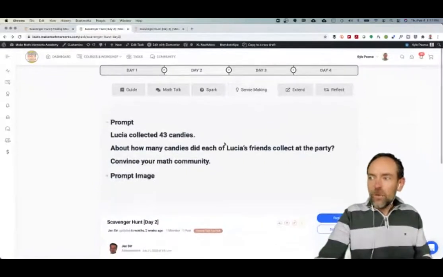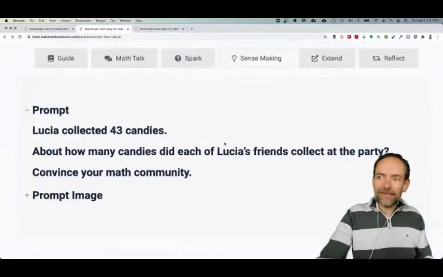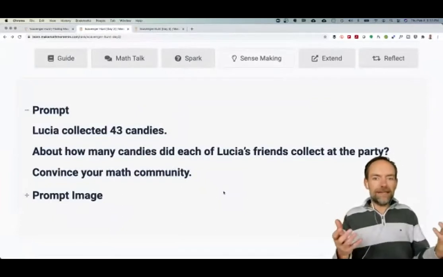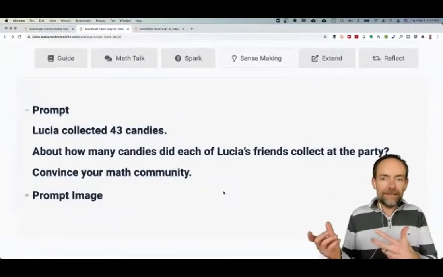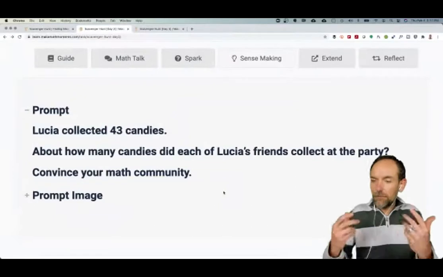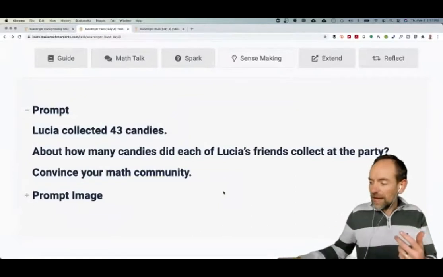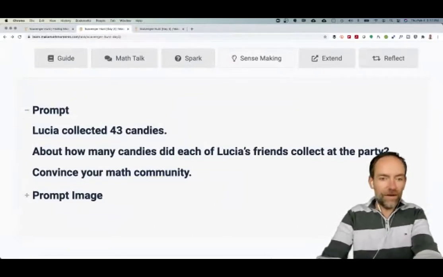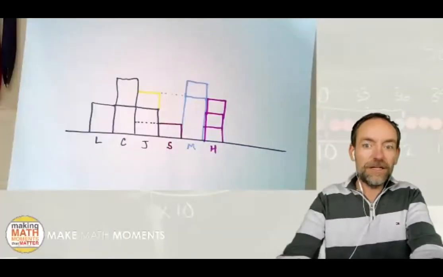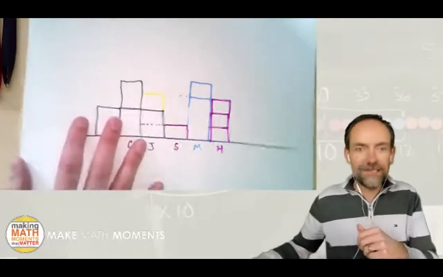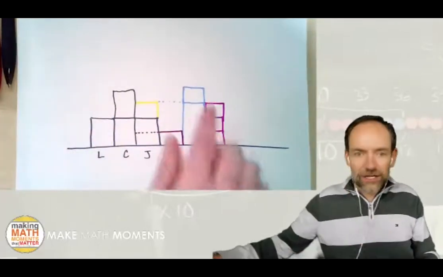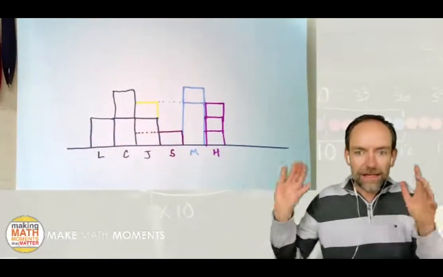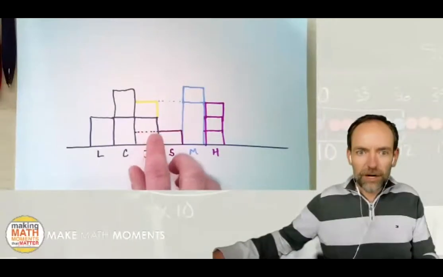But then we ask them to go back and approximate how many candies each of her friends collected. So this gives you an opportunity to take the model that you had originally created. Maybe yours looks like this. This is the one that I did, John. I had a lot of fun redoing this myself, and I just tried to do it quickly, like a student would. No rulers or anything. I did use some partitions.